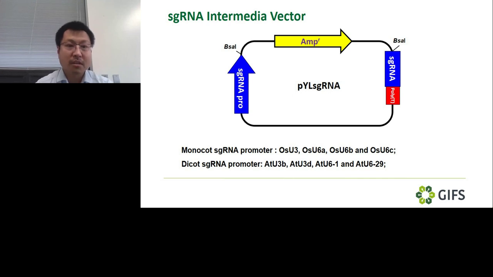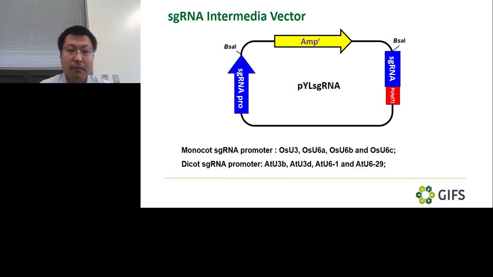The first common component of CRISPR is sgRNA. So we designed the sgRNA intermediate vector that includes the sgRNA promoter, the sgRNA backbone, and the poly T terminator. Since it's very small, it's in a pUC19-based vector. We cloned 4 sgRNA promoters for monocots: OsU3, OsU6a, OsU6b, and OsU6c. You can use these promoters for monocot plants.